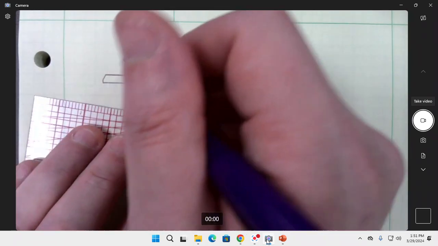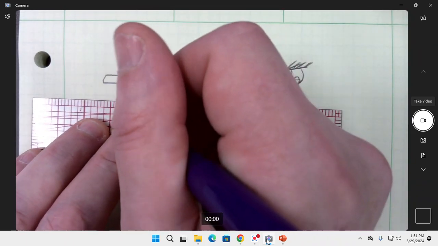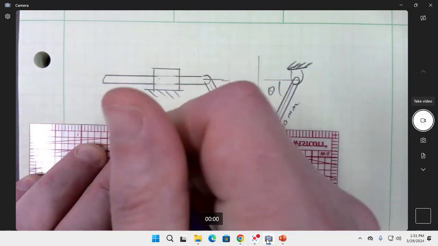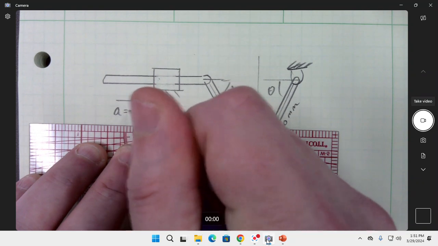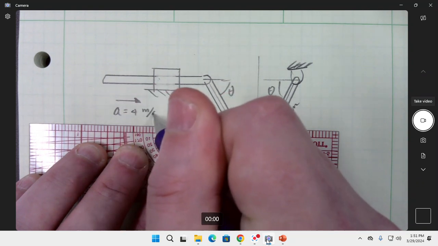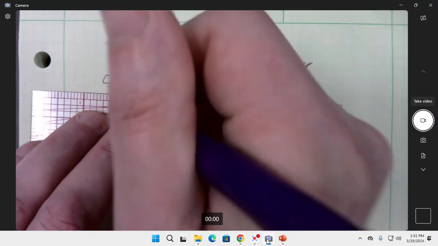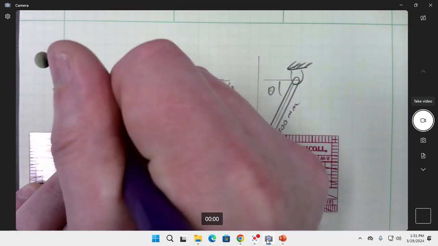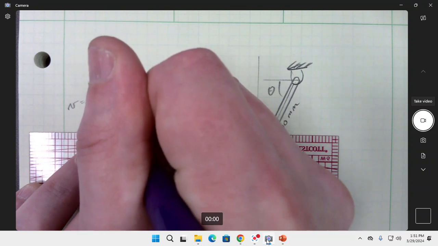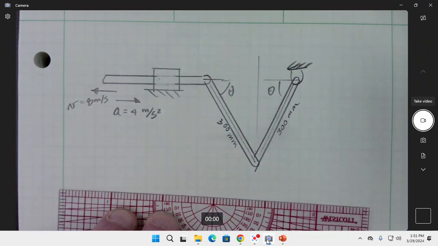Let's see, the input. Oh, no, okay, so this is a good problem because it's kind of going backwards. It's also a little bit too much. We did an example like this yesterday. But I'm going to do the velocity analysis too. There you go. I think we probably did as well there.